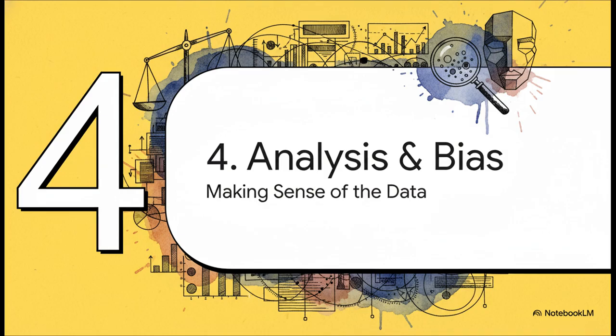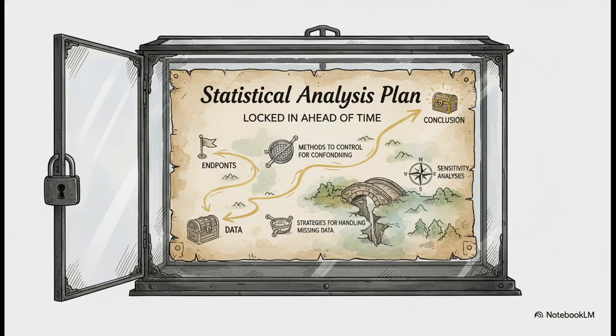Once you've designed the study and you've collected the data, how do you analyze it while accounting for all that inherent potential for bias? And guess what? You're going to hear that key phrase again, pre-specification. The statistical analysis plan, or SAP, has to be completely locked down before you look at any outcomes. This plan needs to detail everything: your endpoints, your methods for controlling confounding, how you're going to handle missing data, and even the sensitivity analyses you'll use to stress test your own conclusions.